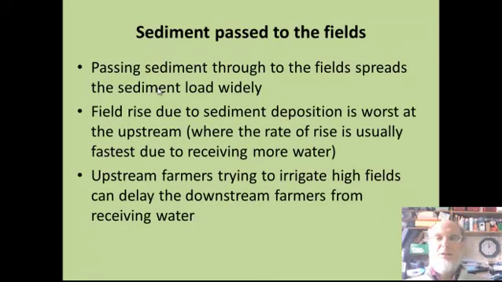So, with the sediment passed to the fields, it means that we can spread the sediment load, or the problem, widely. But we do end up with a field rise due to sediment deposition, and this is worst at the upstream end of the system where they normally receive more water. Then we get a problem with upstream farmers trying to irrigate what have become high fields, and this can delay the downstream farmers from receiving water.